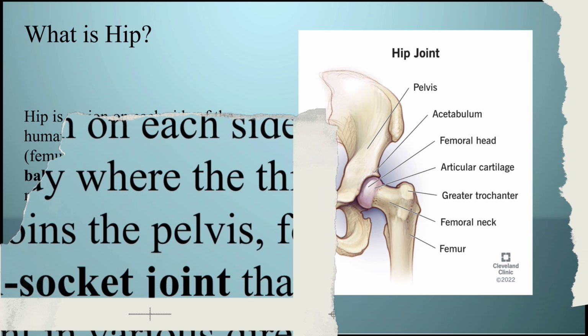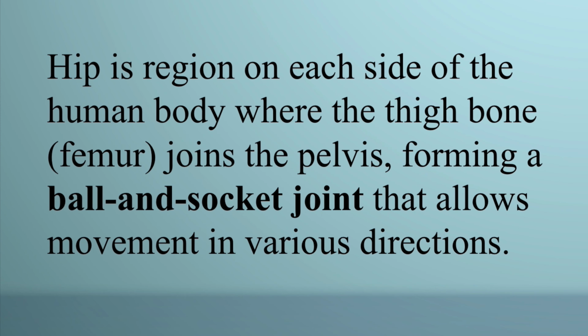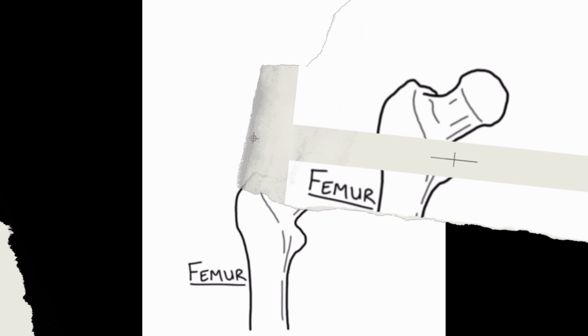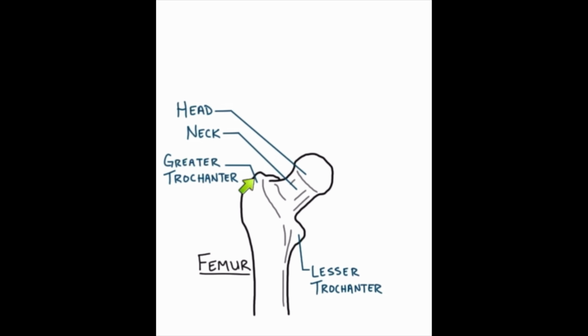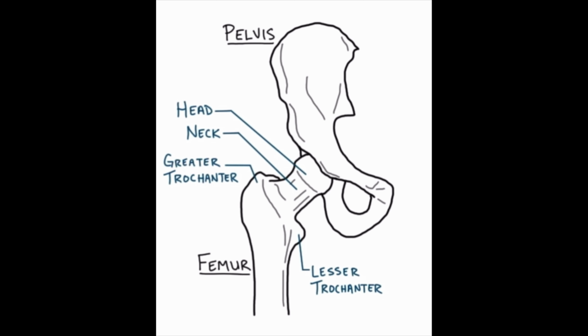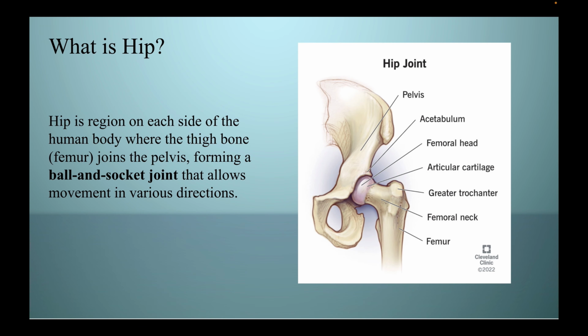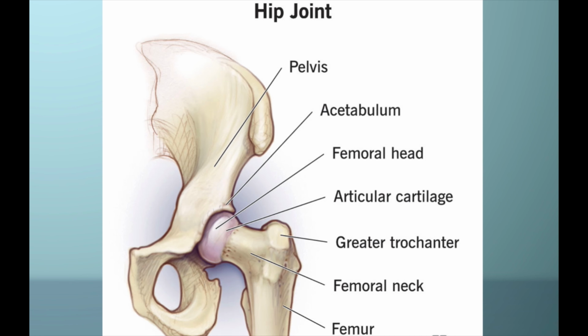So what is hip? Hip is the region on each side of the body where the thigh bone, also known as femur, joins the pelvis, forming a ball and socket joint that allows movements in various directions. On the right is a picture of hip with different parts labeled. As you can see, pelvis with acetabulum is connected to femur, which contains femoral head, articular cartilage, greater trochanter, and femoral neck.